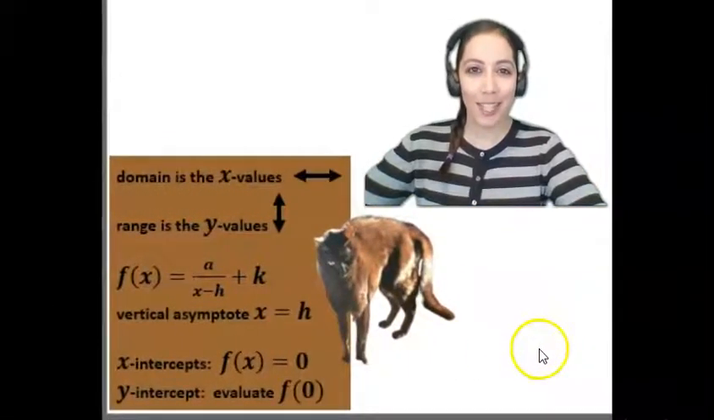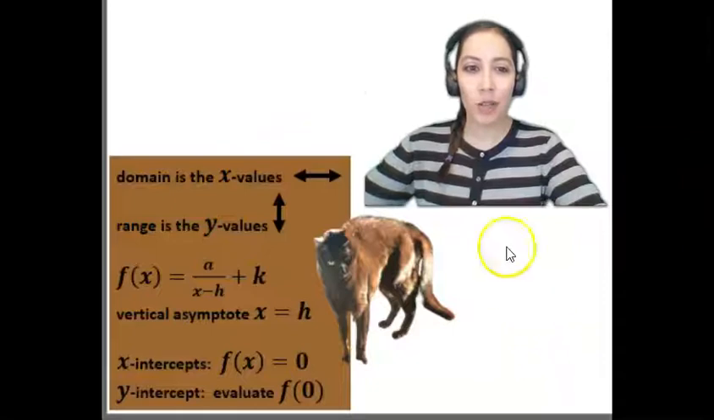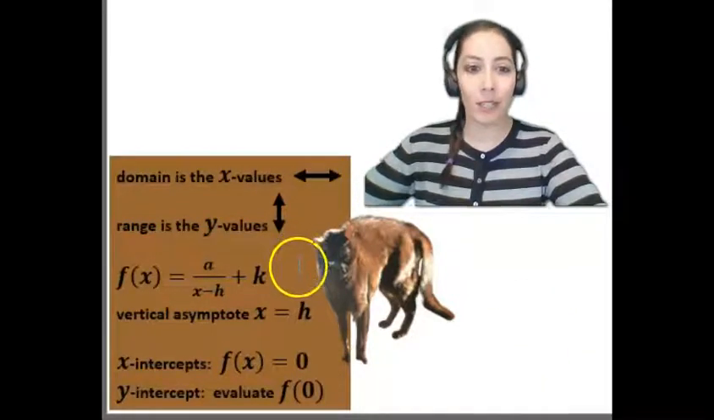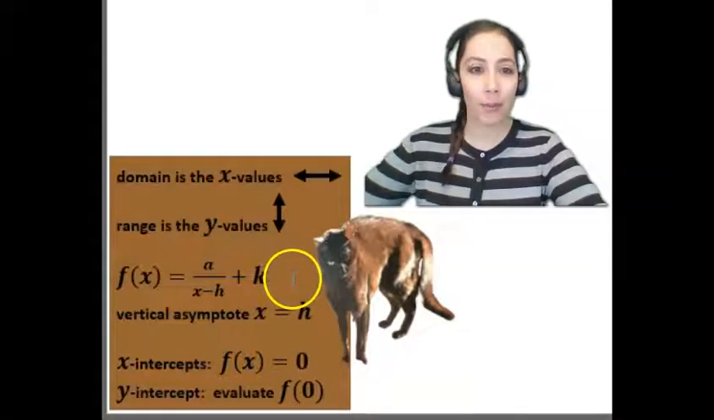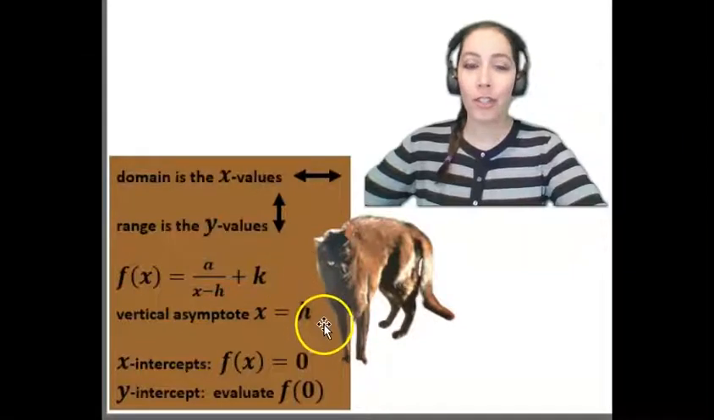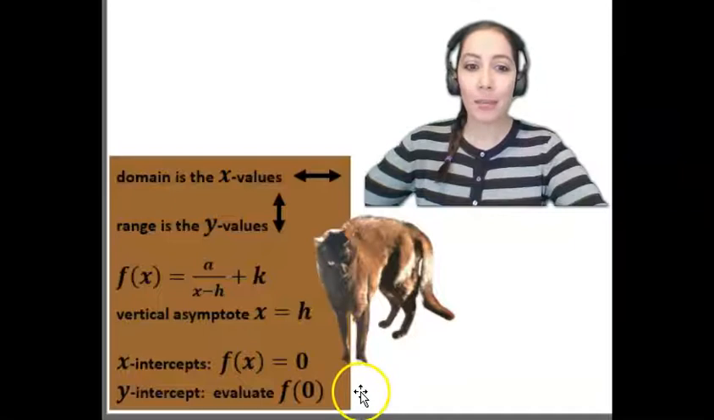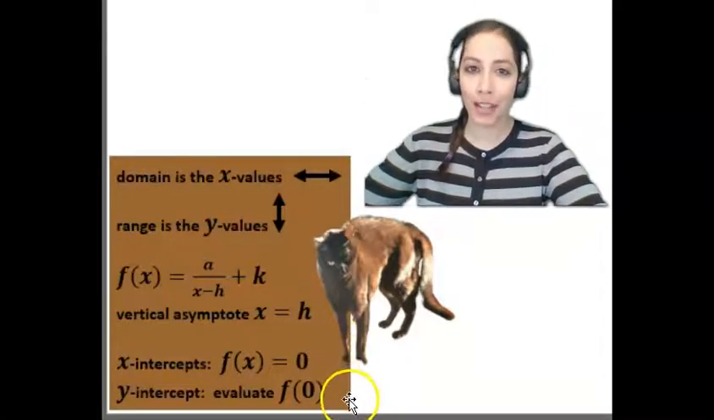Chloe is here with her latest tips and tricks. She wants you to know that domain is about the x values and the range is about the y values. If you have a function in the formula f of x equals a over x minus h plus k, your vertical asymptote is equal to x equals h. X-intercepts are when you set your y equal to 0, and your y-intercept is when you set your x equal to 0.